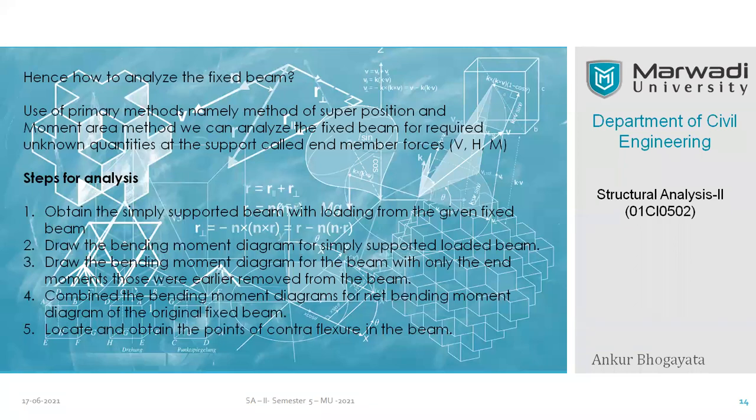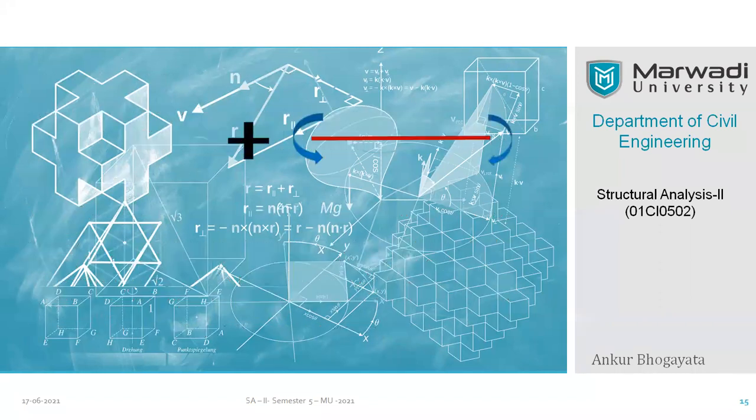And then you can locate the point of contraflexion, where the sagging moment becomes hogging, and hogging again becomes sagging. So you know the definition of point of contraflexion. It is the point where bending moment changes its numerical sign from positive to negative, or from negative to positive. That's it. So let me show you how to do it.